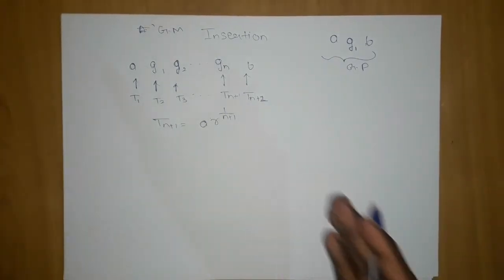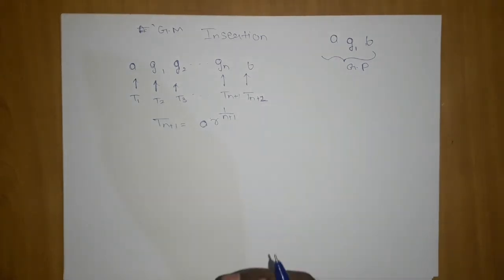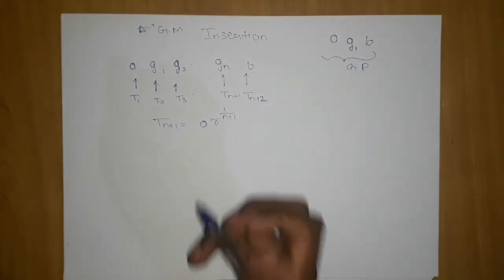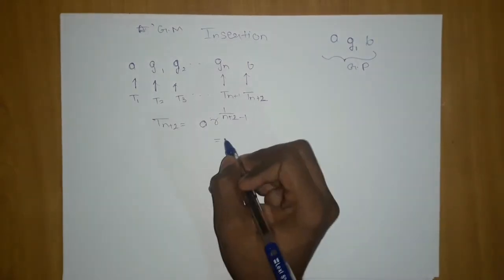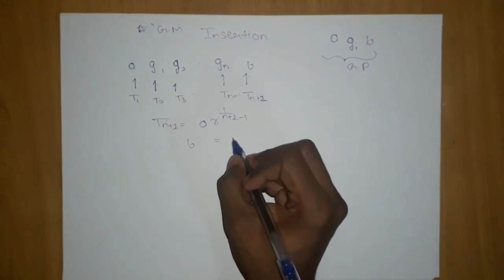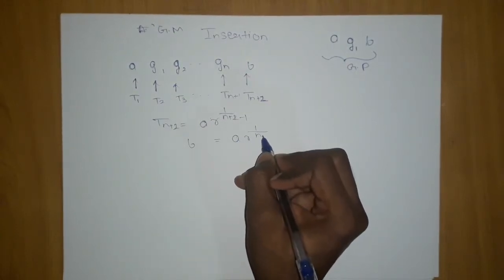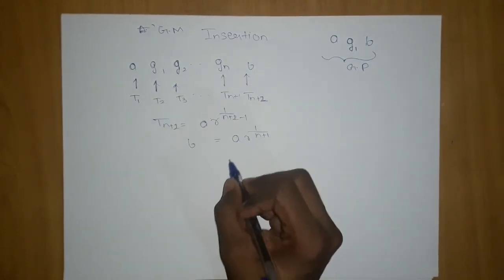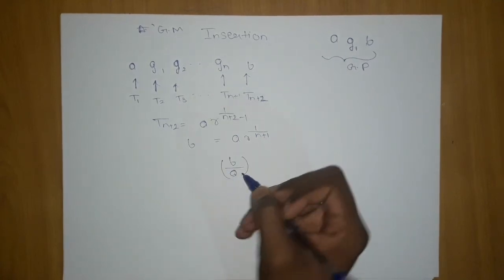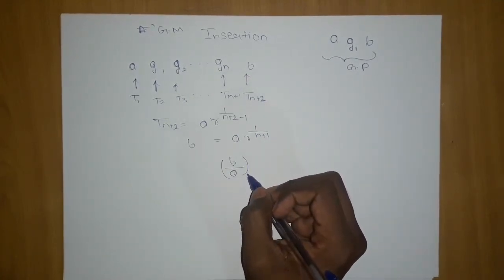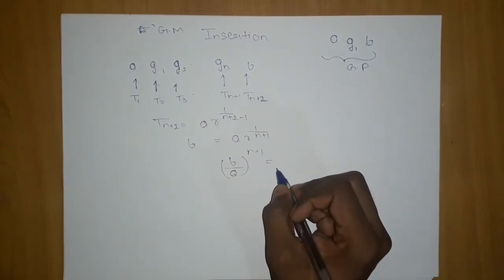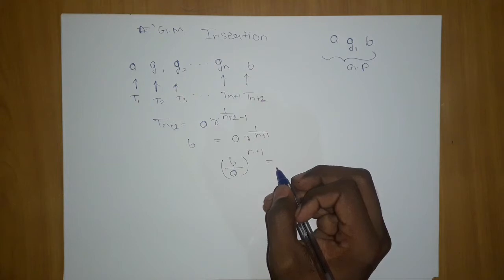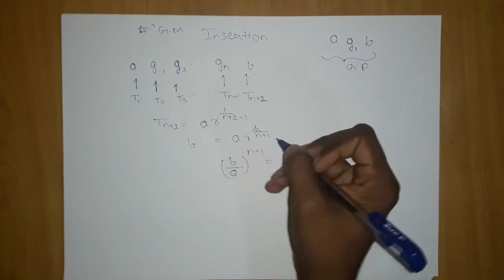So this b term will be what? B term will be nothing but the n plus 2 term. So t n plus 2 will be t n plus 2 minus 1, and this t n plus 2 term is nothing but b, and this is a, r to the power 1 by n plus 1. So what value of r do we get? B by a, upon n plus 1, this is 1 upon r.